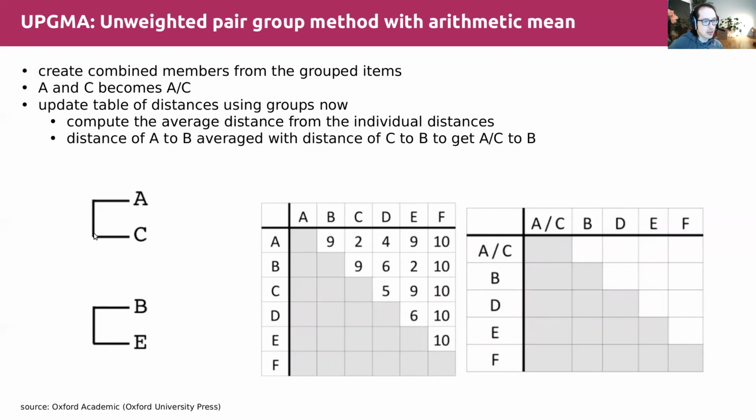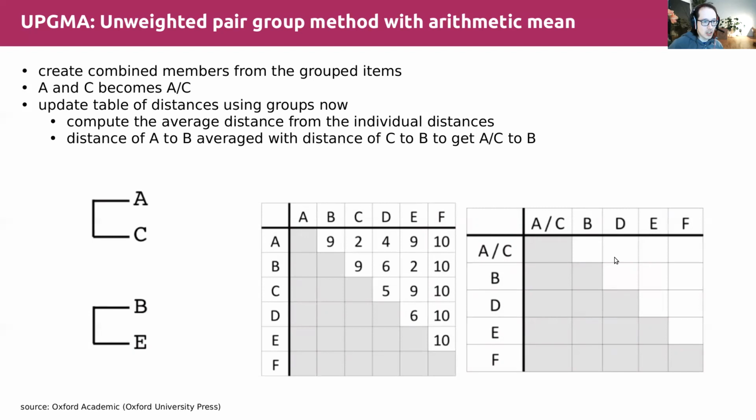So we've created this AC group here, and now we want to compute the Hamming distances of the AC group out to the different members. And this UPGMA method is based on the arithmetic mean. So what we're going to do is take the average. Let's say we want to get the AC to B distance here. Then we would check first A to B, which is 9, and then check separately C to B. C to B and A to B both have 9, so the average is 9 in that case.